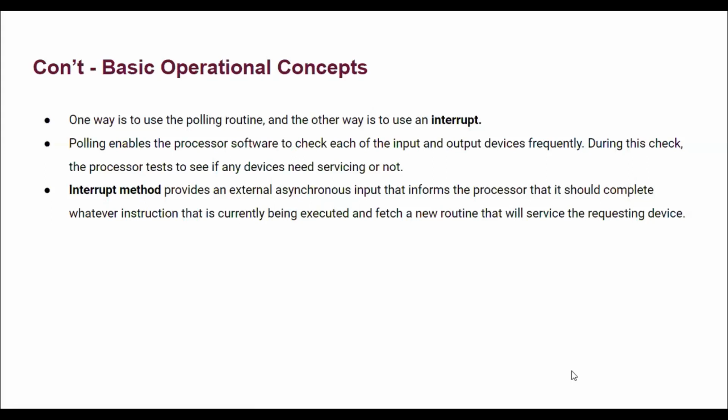Polling enables the processor software to check each of the input and output devices frequently. During this check, the processor tests to see if any devices need servicing or not. The interrupt method provides an external asynchronous input that informs the processor that it should complete whatever instruction is currently being executed and dispatch a new routine that will service the requesting device.